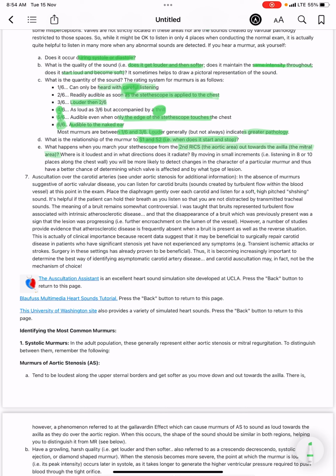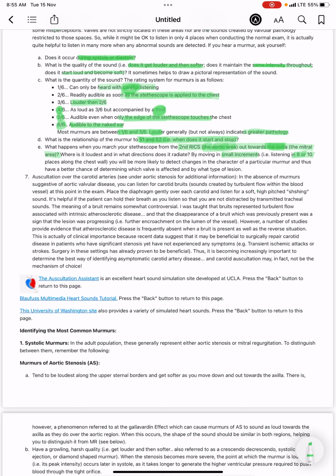So you're marching your stethoscope from the second right intercostal space, the aortic area, towards the axilla, the mitral area. Where is it loudest and in what directions does it radiate? By moving in small increments, that is, listening in 8 or 10 places along the chest wall, you will be more likely to detect changes in the character of a particular murmur and thus have a better chance of determining which valve is affected and by what type of lesion.